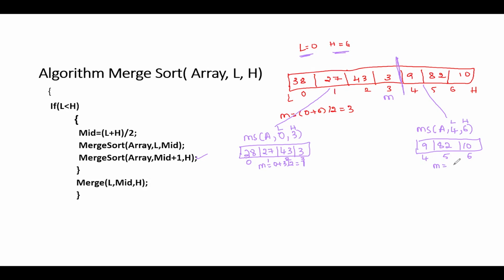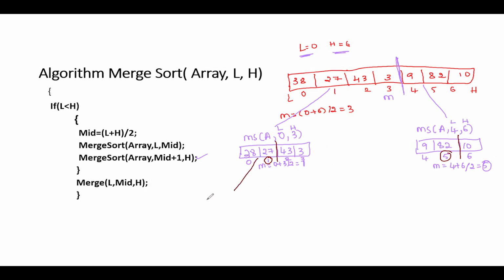Similarly, here if I am calculating, the midpoint is 4 plus 6, which is 10, divided by 2. 10 divided by 2 is 5. Hence, 5 is going to be the midpoint. So this is the midpoint for us, and here, this is the midpoint. As you can see, I'm going to further divide this in this way.